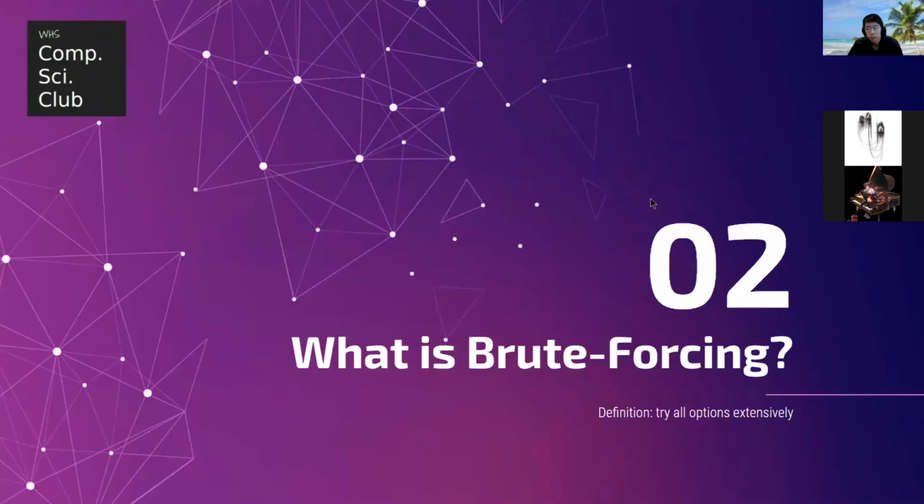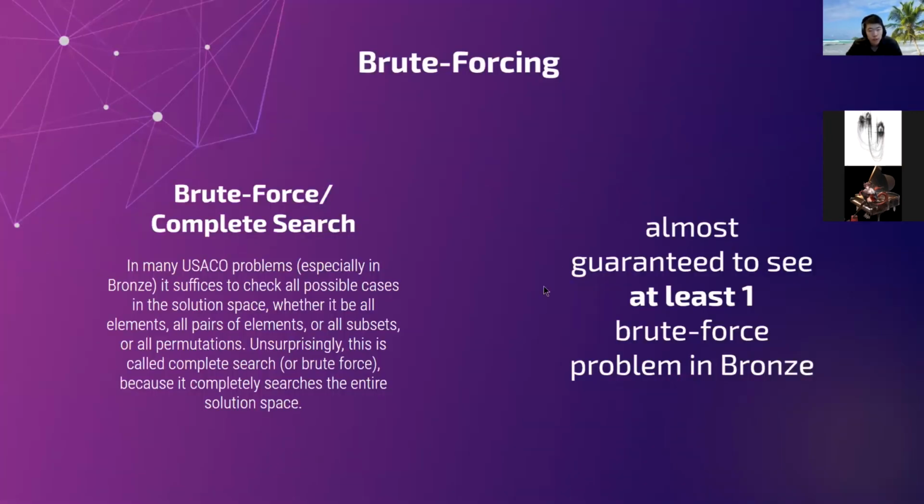And now we're going to talk about what exactly is brute forcing. So most of you guys probably have heard this before. It's like trying every option extensively. So brute force, or complete search. In many USACO problems, it suffices to check all possible cases in the solution space, whether it be all elements, pairs of elements, subsets, or permutations. And that's called brute force. And you're almost guaranteed to see at least one brute force problem in bronze. You're probably going to see around two, but probably not three, but you're almost guaranteed to see at least one of these.